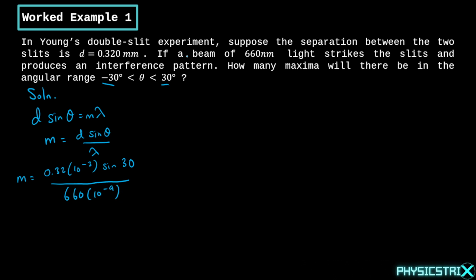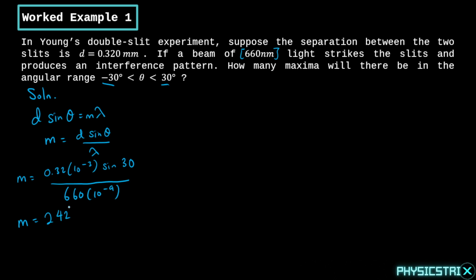Alright, so 660 is a very common number that you'll see, especially when you're working with lasers, because 660 is actually in the range of red color, and it's very common to see red color lasers, at least nowadays, right? So once you calculate that, what you'll get is m equals 242.